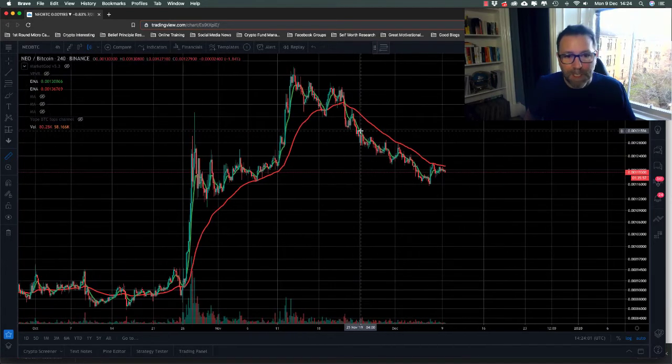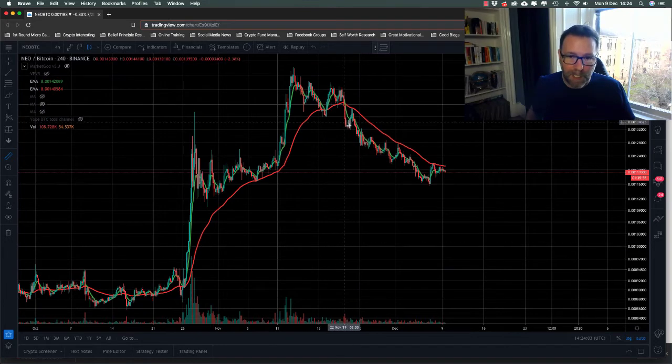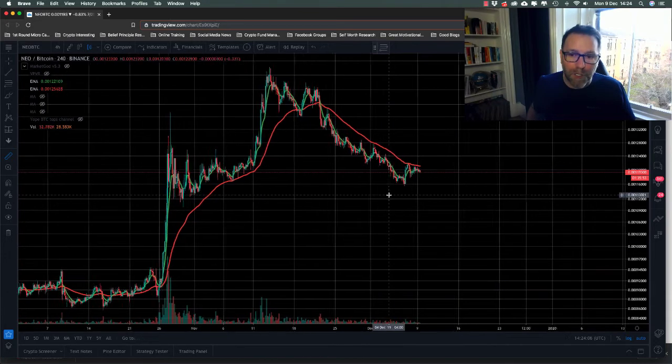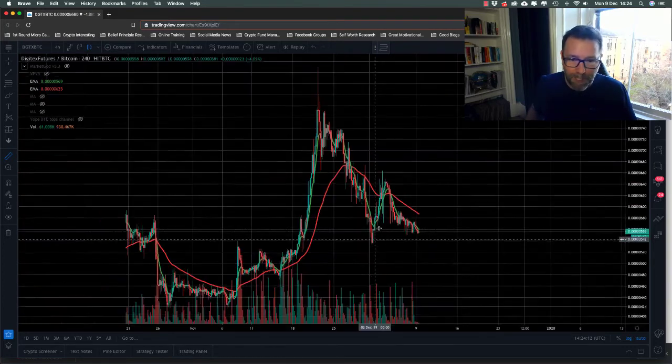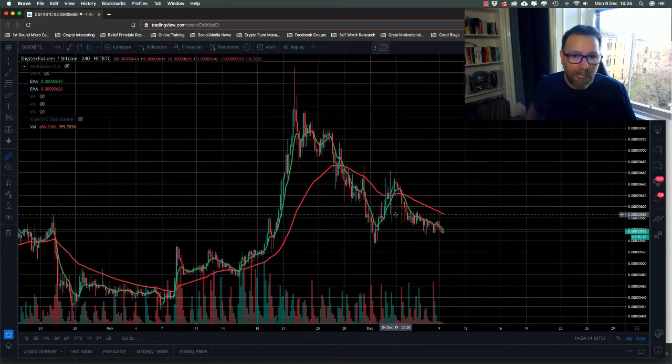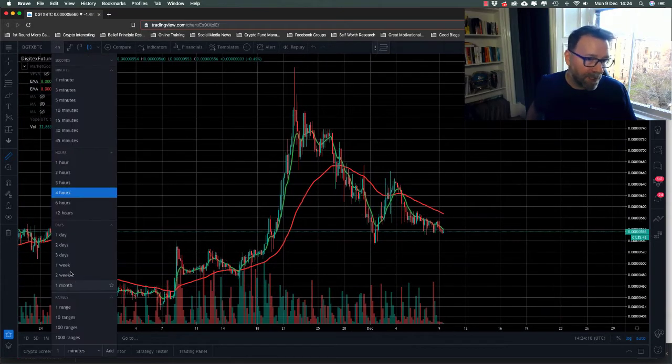So that's NEO. Short term not good, long term I think is good, but according to the charts, not a good entry point for NEO just now. Okay, Digitex futures. We'll look at the Bitcoin price again, and we'll go to the daily for this.